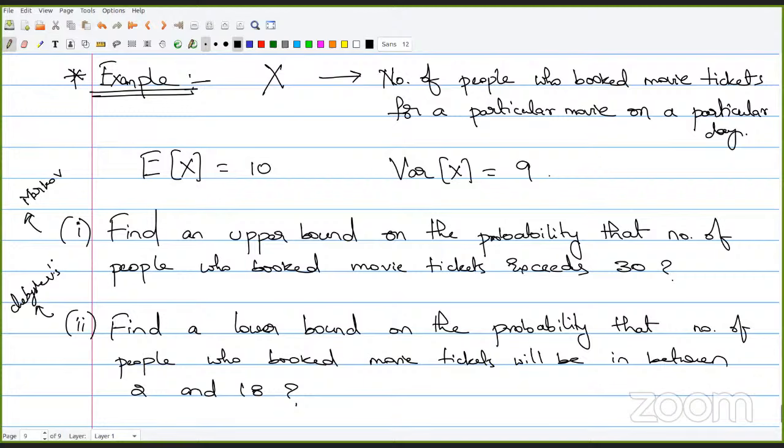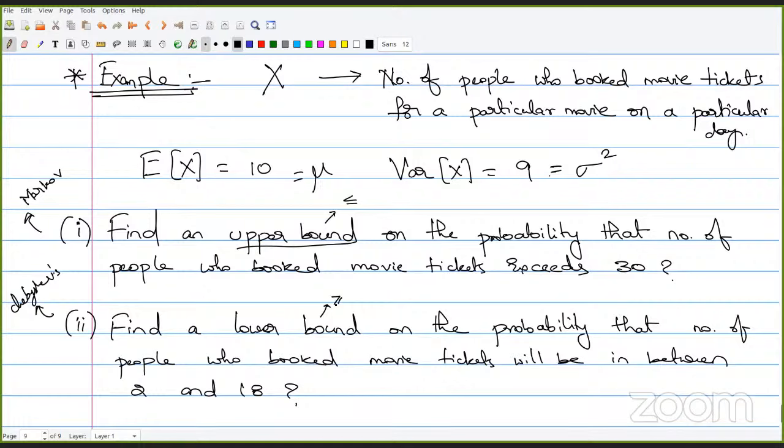I have given you expectation, which is mu. I have given you variance, which is sigma square. What I want is to find an upper bound on the probability that the number of people who book movie tickets exceeds 30. 10 by 30, 1/3. And again, upper bound means you should have an inequality less than or equal to. For lower bound, you should have greater than or equal to.